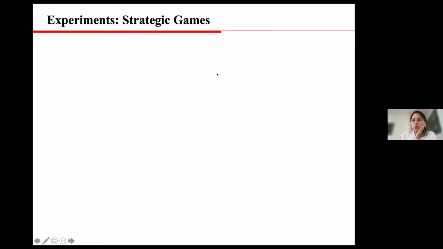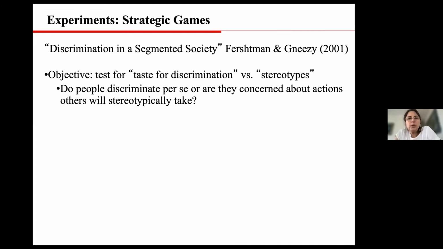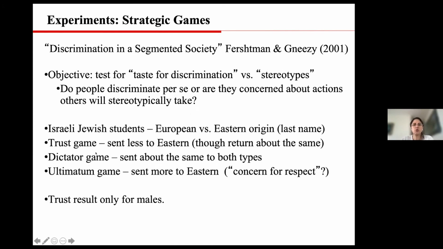Okay, now let's look at strategic games. If we somehow reveal people's ethnicity, do we see different play in strategic games? There's an experiment in Israel, discrimination in a segmented society. I'm not going to have a chance to get into discrimination versus stereotypes, but the basic question is, are people playing differently vis-a-vis other people? There were three different games: a trust game, a dictator game, and an ultimatum game. And the bottom line is that indeed, there was differential behavior based on the ethnicity of the counterpart.